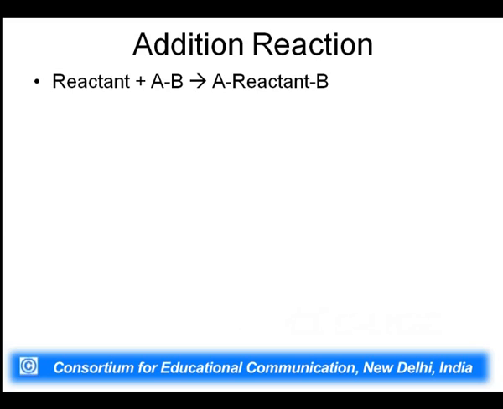So, I have taken addition, substitution and elimination. Starting with addition reactions, you can see on the slide that the reactant is reacting with a molecule A–B, having two parts, and the reactant is getting the two things added into the system itself. So, the reactant now has A also and B also.